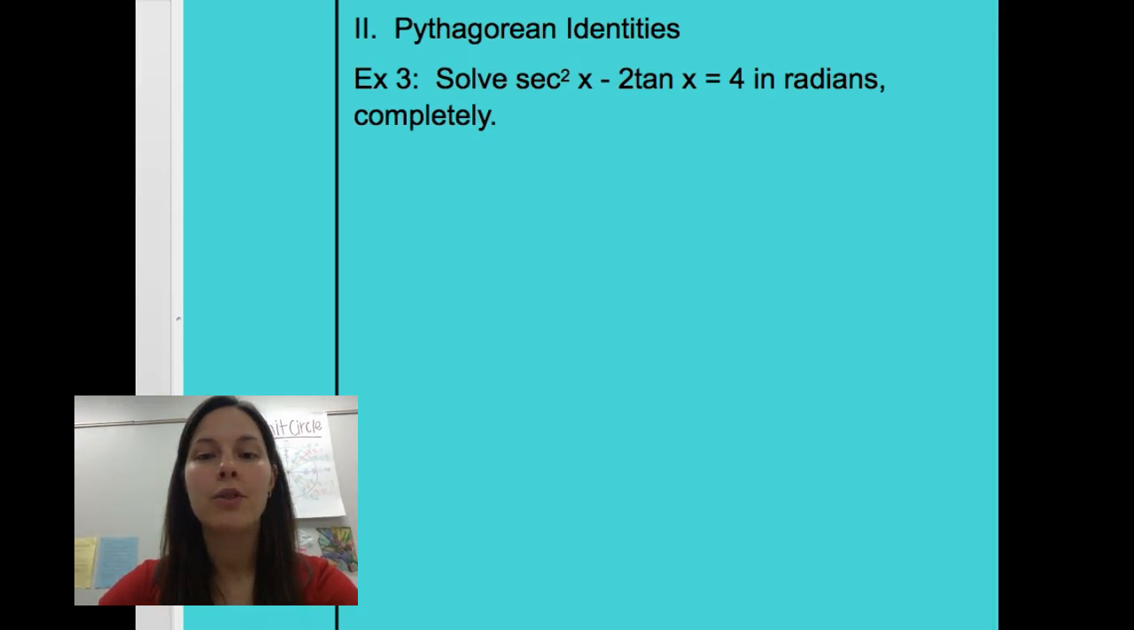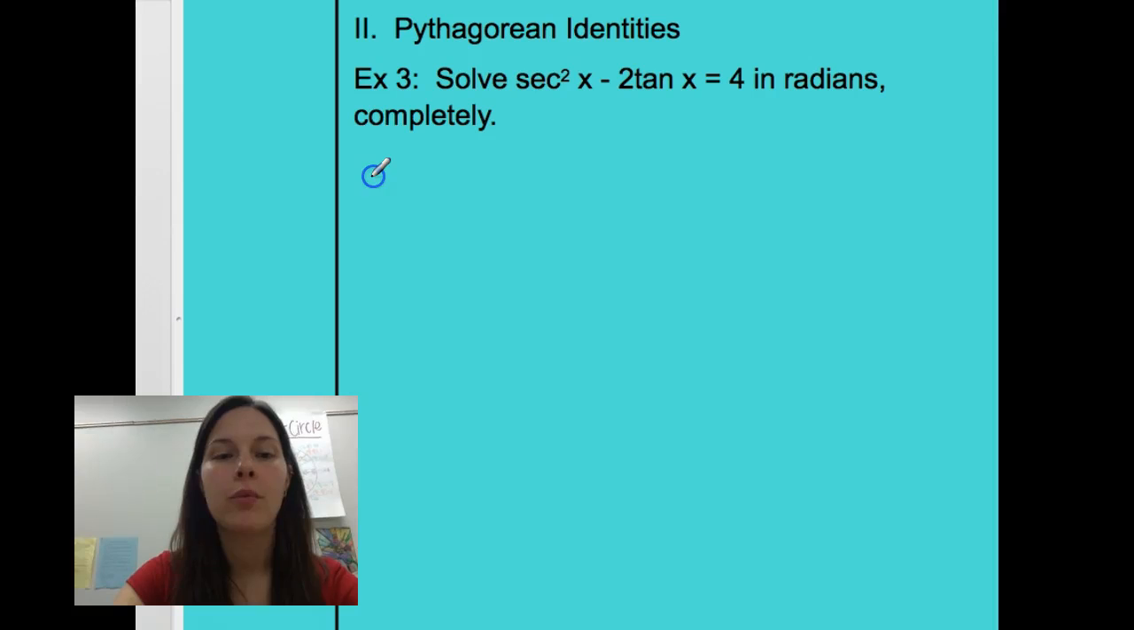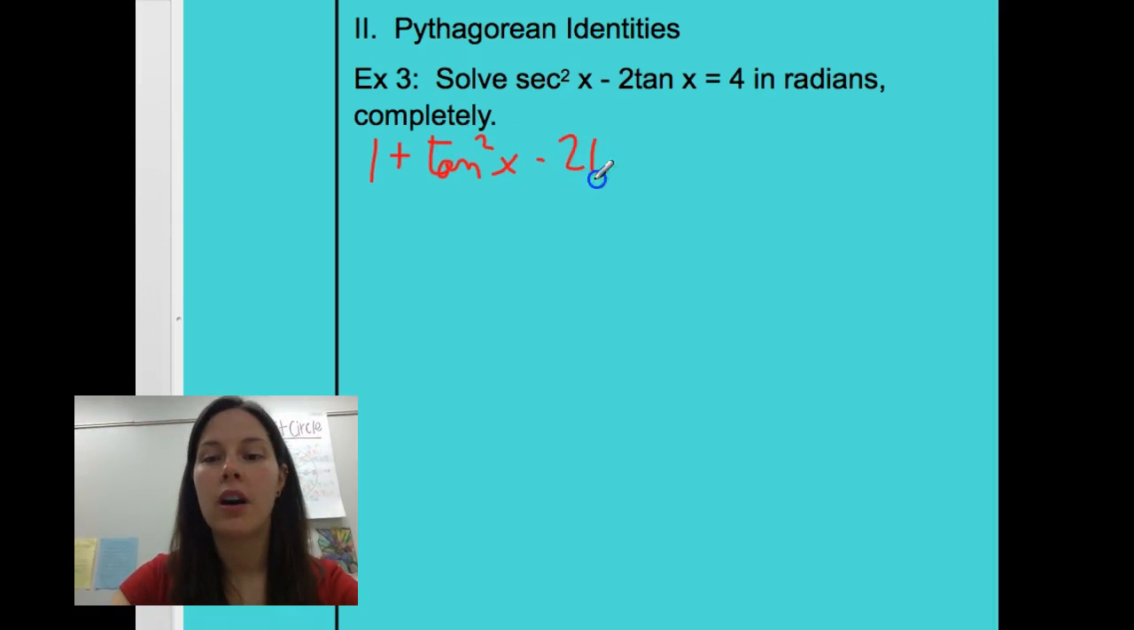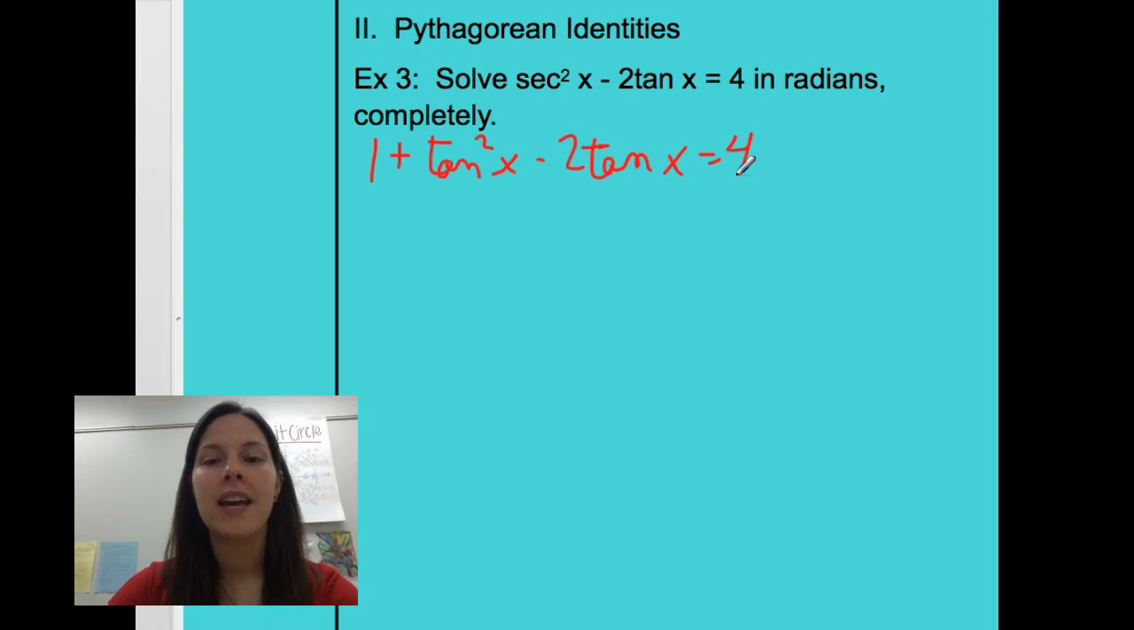So we still have two different functions, but this time we don't have a GCF, so we can't factor anything out. But secant and tangent are related by that Pythagorean identity, so we're going to replace secant squared with 1 plus tangent squared. And then we can do our t-chart factoring after we reorganize this. So I'm going to subtract that 4 from both sides and reorganize so it's in standard form.